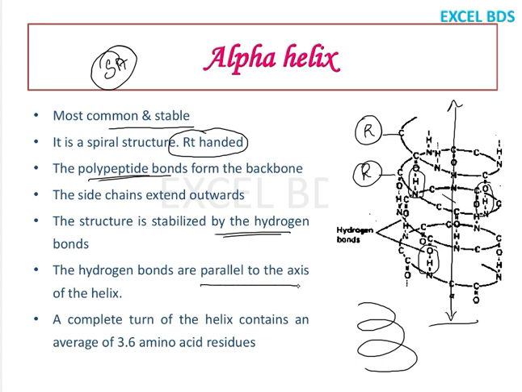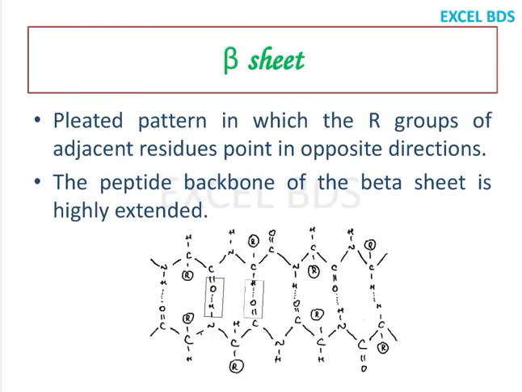The hydrogen bonds are parallel. You can see this is the axis and the bonds are also parallel to the axis of the alpha helix. In each turn, how many amino acids are there? There are 3.6 amino acids making one turn in the alpha helix. So these are the characteristics you should be able to write in the exam.